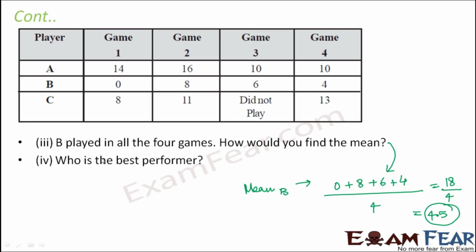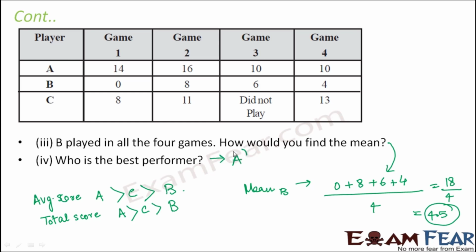So now the last question is, who is the best performer? Now when you look at the average score, if you compare, you would see that the average score of A is greater than C, which in turn is greater than B. Even if you look at the total score, what do you see? How will you find the total score? Just by finding the sum of the scores in all the 4 games. So in that also you would see that A is greater than C, which in turn is greater than B. So definitely A is the best performer.